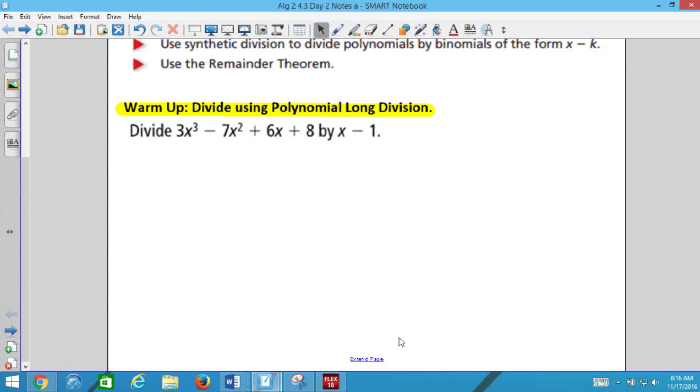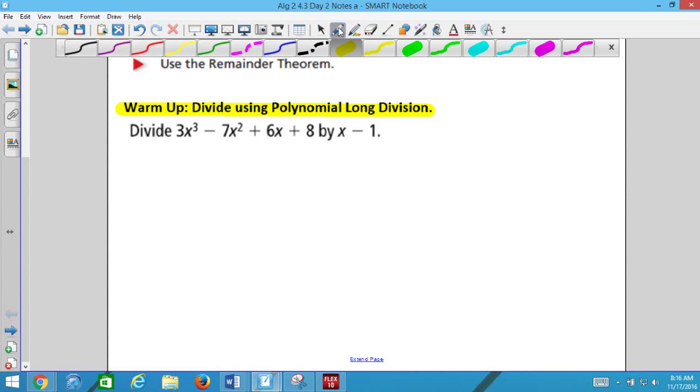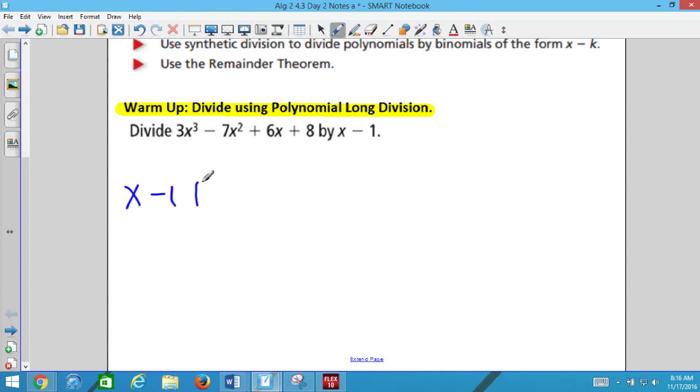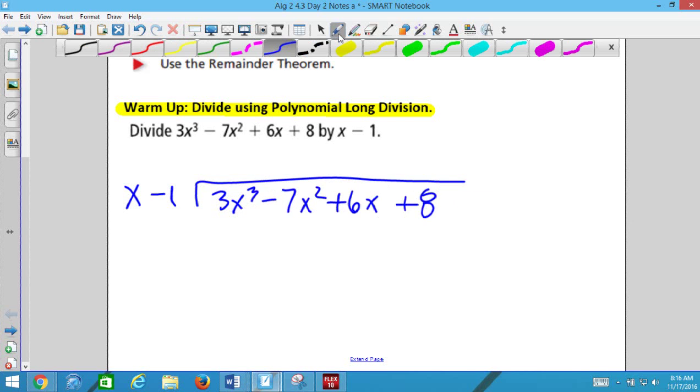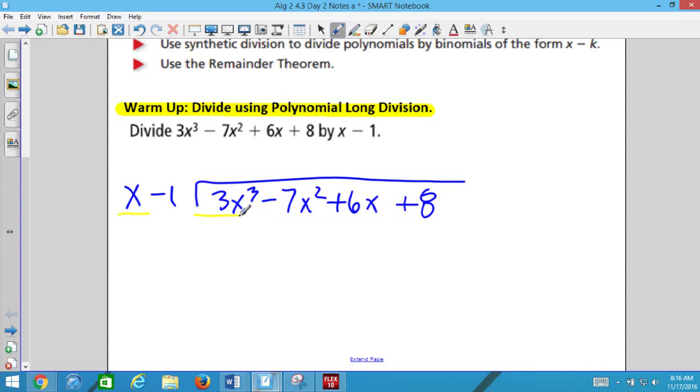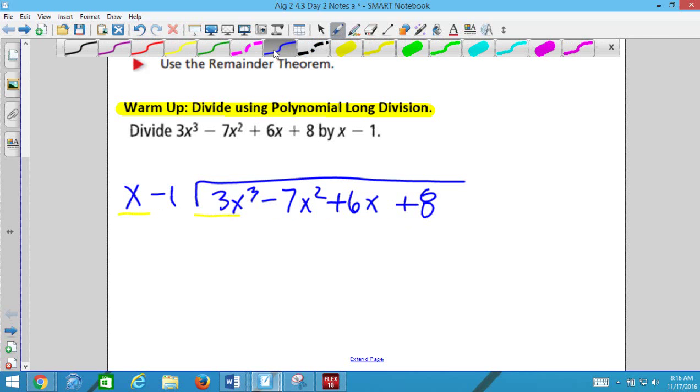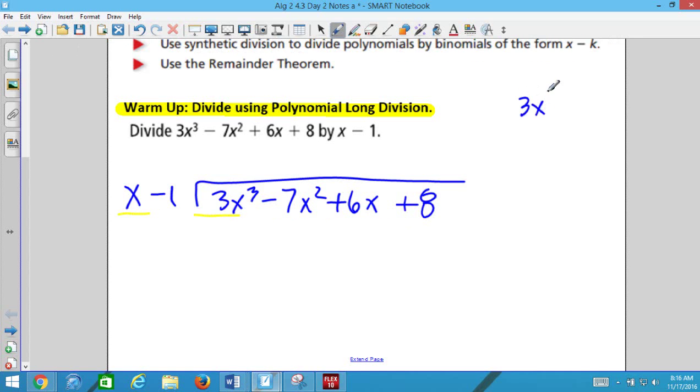All right, so remember when we do long division, we're just going to rewrite. All right, and then we take the first term into the first term. And if you have trouble doing that, then you rewrite it off to the side. 3x cubed divided by x. That cancels out one of those x's, and we get 3x squared.